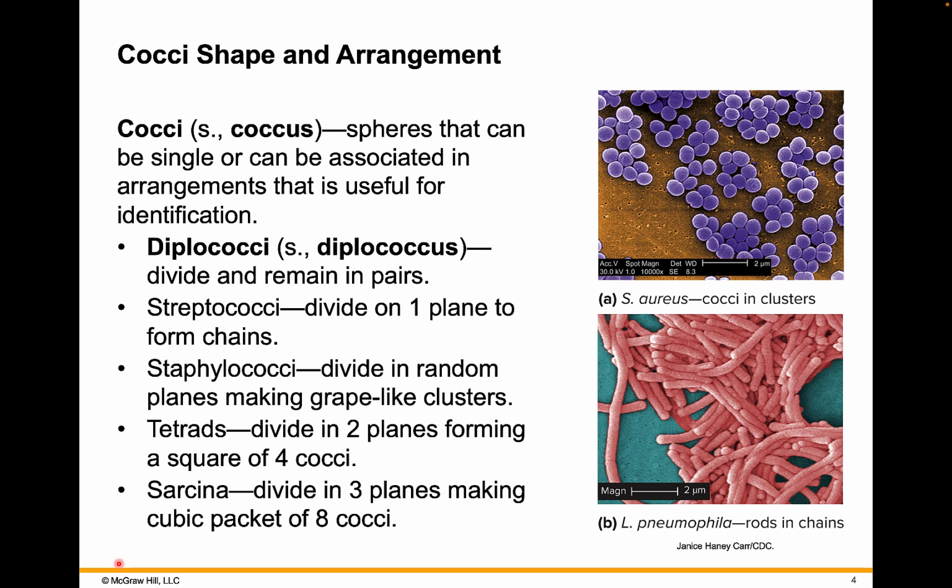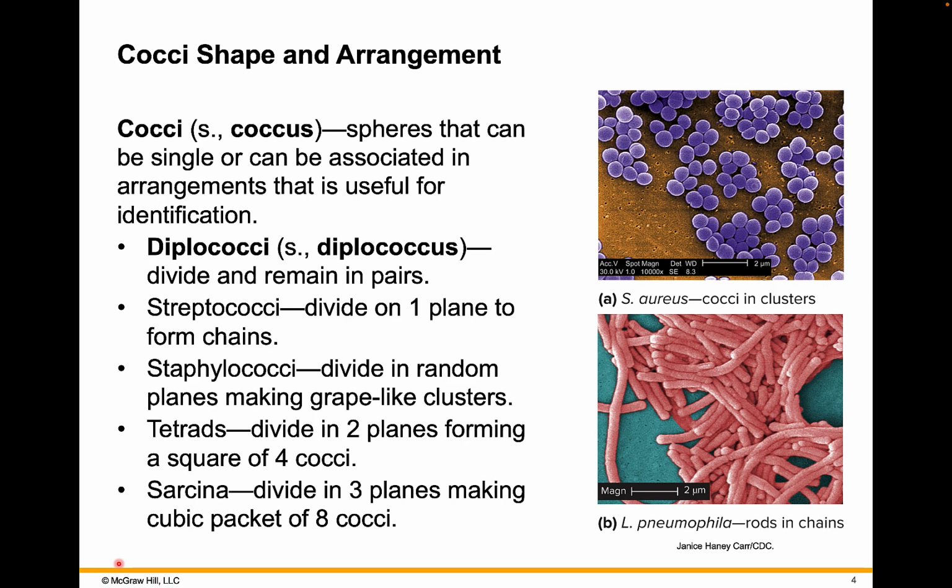Whereas the staphylococci, these are the two very important ones. Streptococci, we're going to talk about that all the time. Staphylococci, we're going to talk about that all the time. They divide in random planes, making a grape-like structure. This is very characteristic of staphylococci, making these grape-like structures.